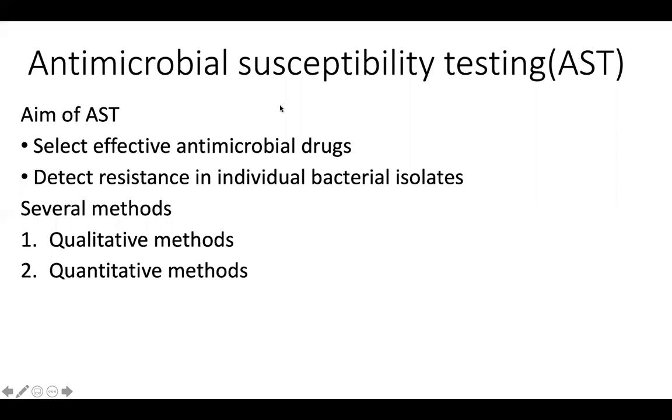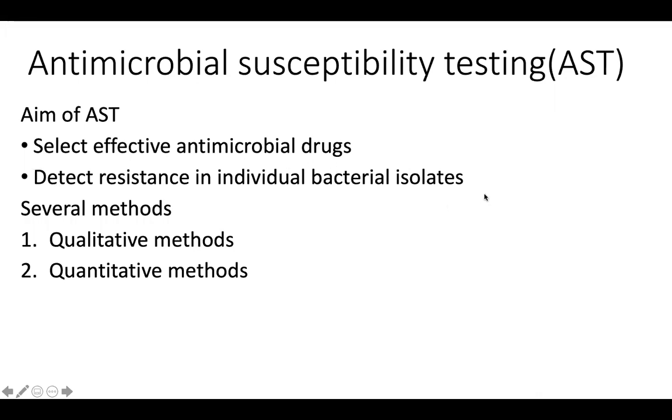So what is the aim of antimicrobial susceptibility testing, or AST in short? To select the effective antimicrobial drug and to detect resistance in individual bacterial isolates. This is important for the clinician and for the patient, to select the most effective antimicrobial drug. You might find that the most effective is also cheap to the patient and to the healthcare industry as a whole. If you're running a hospital, you want to use the most affordable agents. It is also important for scientists to detect resistance in individual bacterial isolates.